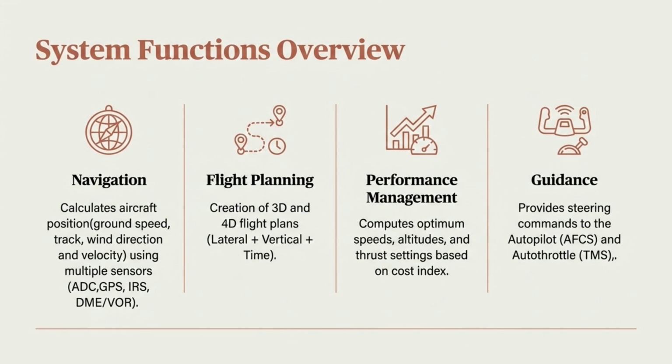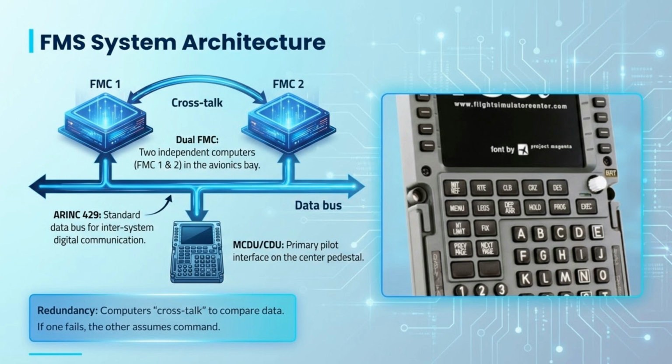The FMS performs 4 core functions: navigation, flight planning, performance management, and guidance. These functions calculate position, create flight plans, compute optimum speeds, and provide steering commands to the autopilot and autothrottle. FMS architecture utilizes dual flight management computers, FMC 1 and 2, which crosstalk to compare data and ensure redundancy. The Multi-Control Display Unit, MCDU, is the primary pilot interface.